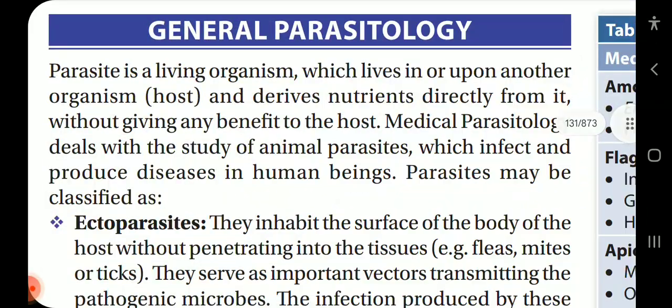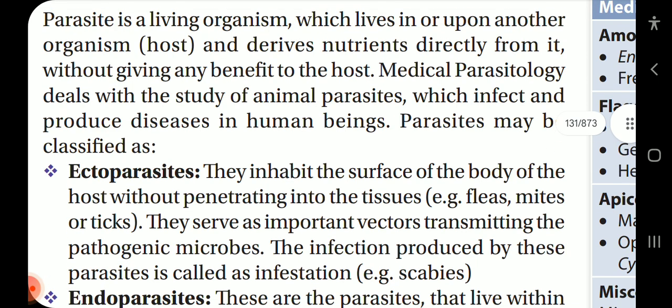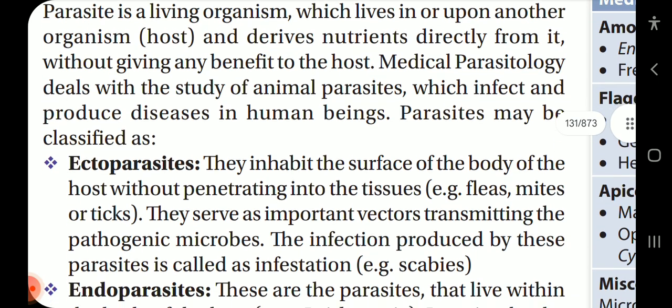General parasitology. A parasite is a living organism which lives in or upon other organisms and derives nutrition directly from it without giving any benefit to the host. Medical parasitology deals with the study of animal parasites which infect and produce diseases in human beings.